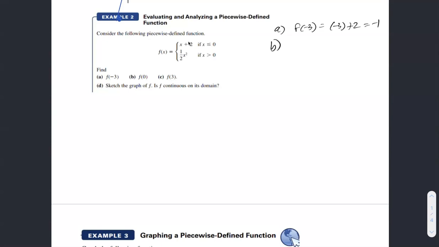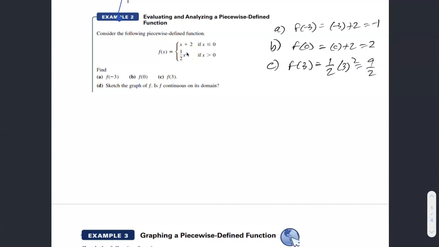And then B, we want f of 0. So remember, f of 0, the only plug-in that has the equal to sign is the top one again. So 0 plus 2, which is 2. And then f of 3. Right, so 3 is greater than 0, so it goes into the bottom one. 1/2 times 3 squared, which is 9/2.